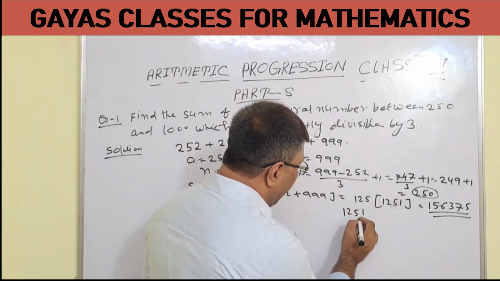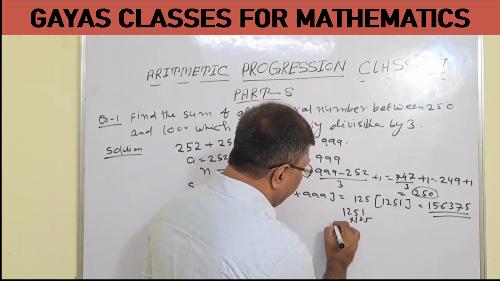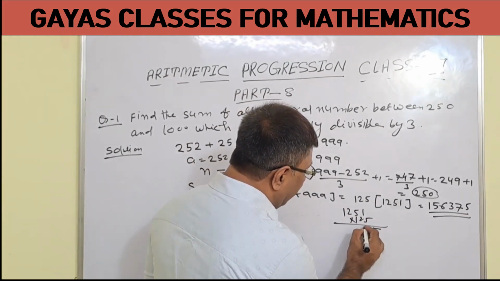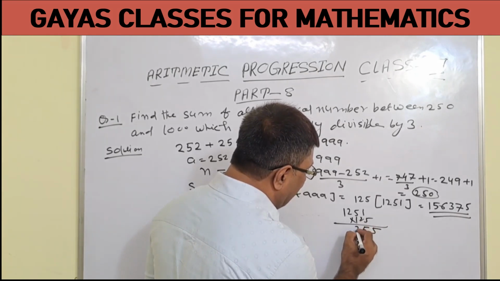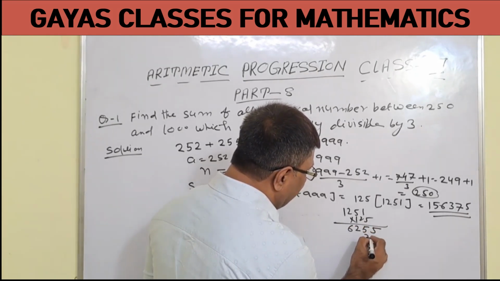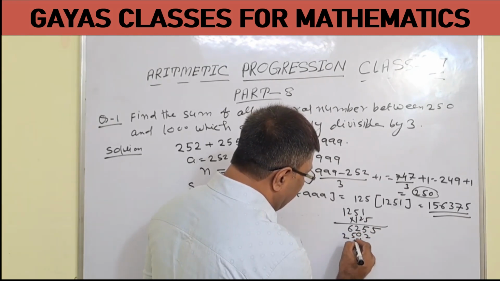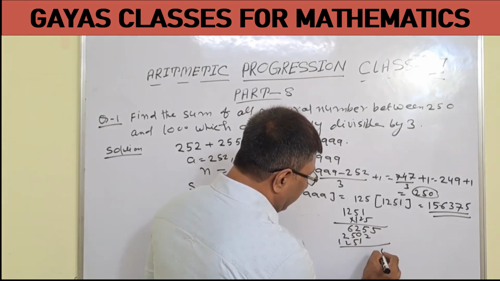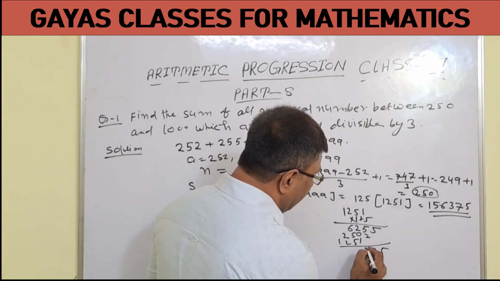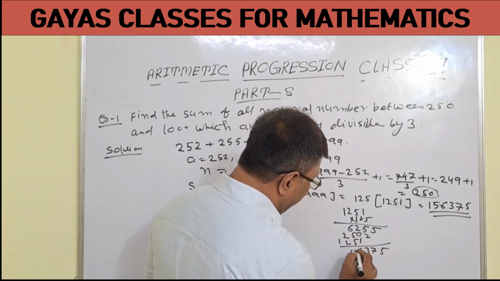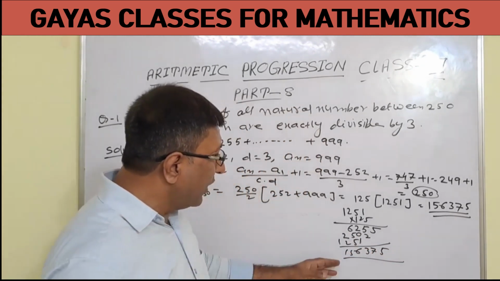This is 1251 and this is 125. 5 1s are 5, 5 5s are 25, 5 2s are 10, 12, and this is 6. 2 1s are 2, 2 5s are 10, 2 2s are 4, 5, and this is 2. This is 1251. So adding, this is 5, this is 7, this is 3, this is 16, 5. So the answer is 156375.